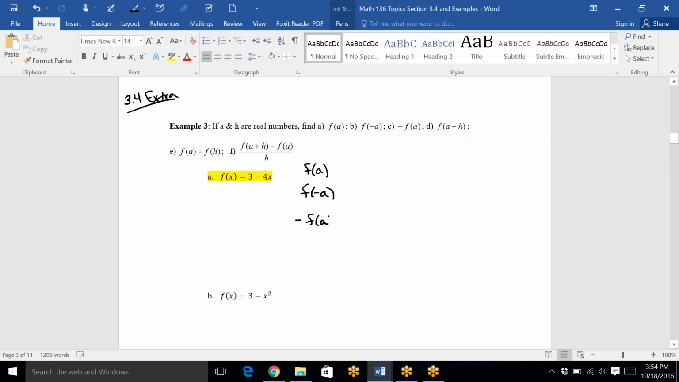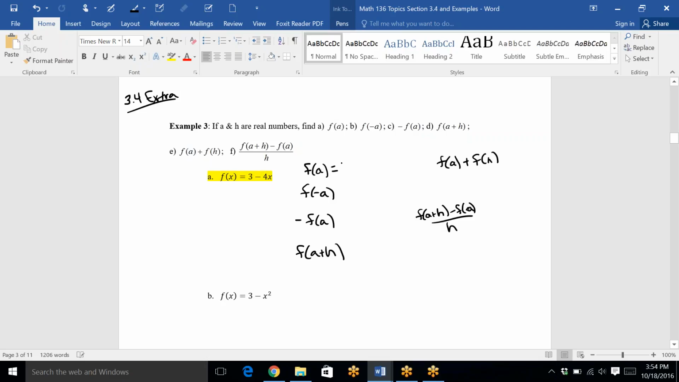negative f of a, f of a plus h, f of a plus f of h, and then the difference quotient, which I'll probably have to do a little bit of space for that one, f of a plus h minus f of a over h. Okay, so let's do f of a first.